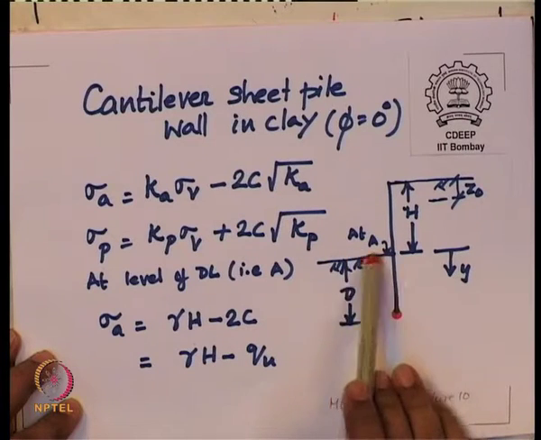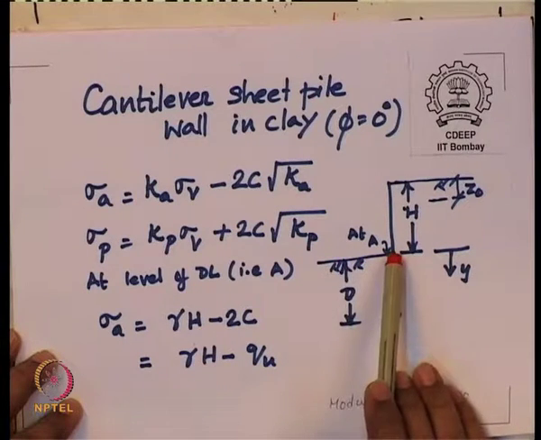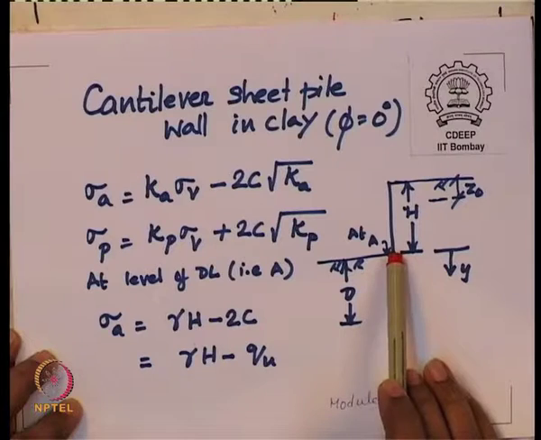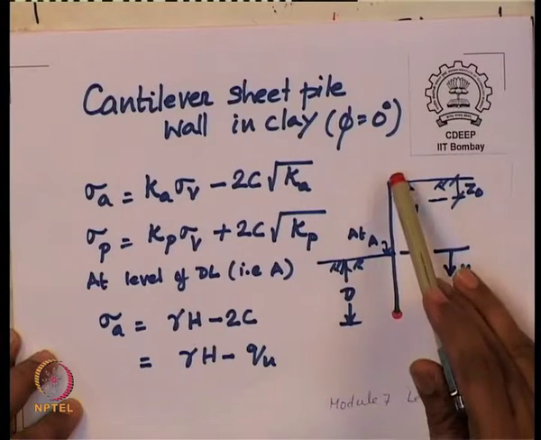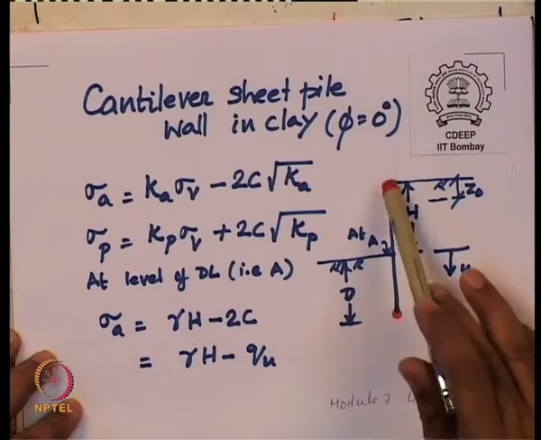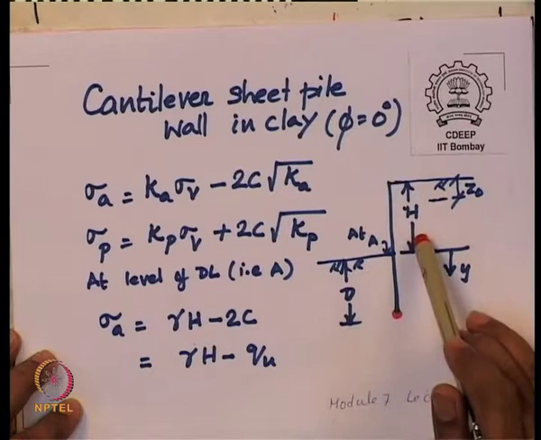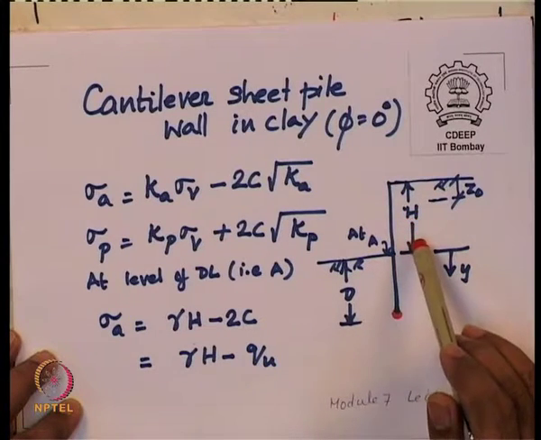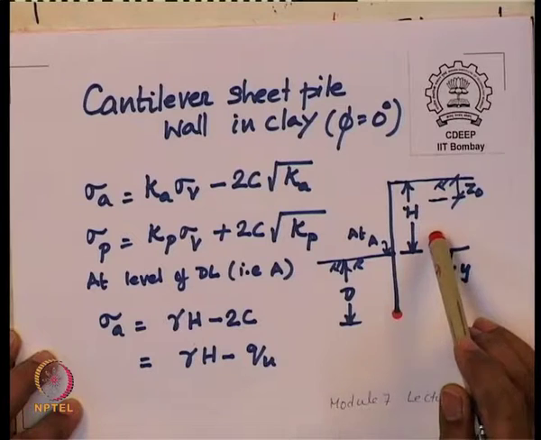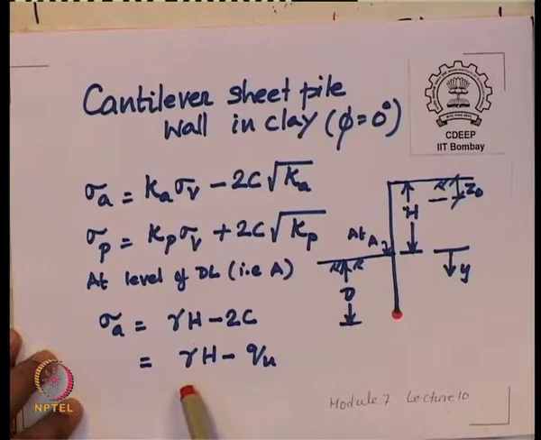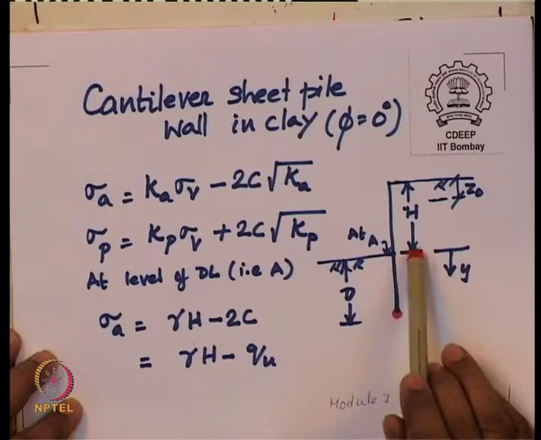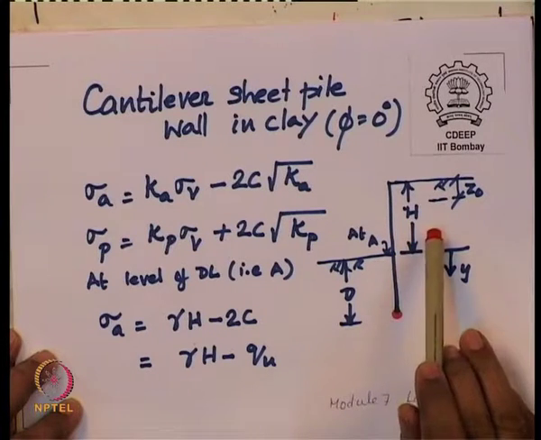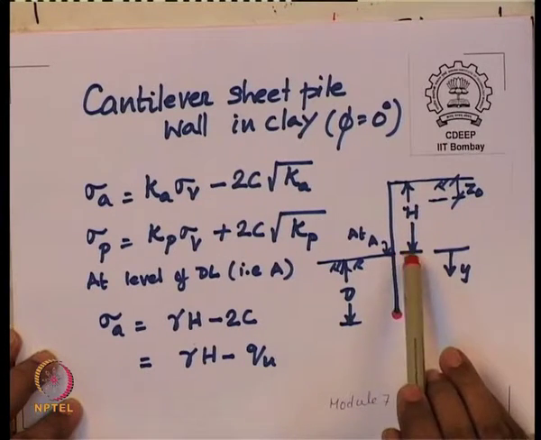Now let us take the pressure at the level of point A. Here we have Ka gamma h, where Ka is equal to 1, so gamma h minus 2C. I can write this as gamma h minus Qu, because Qu, the unconfined compressive strength of the soil, is equal to 2C. So we can write gamma h minus 2C. So the ordinate at this point, just above the dredge line, is gamma h minus 2C.